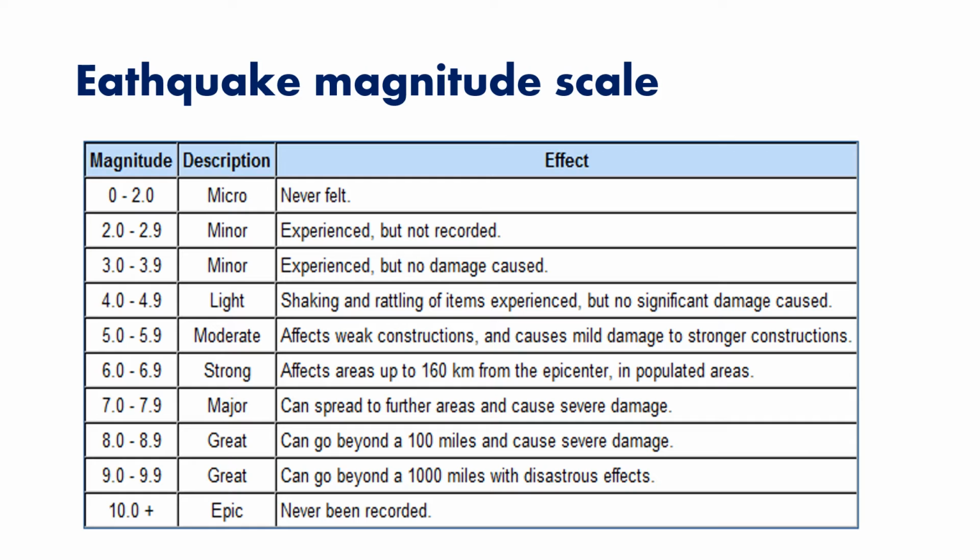6 to 6.9, strong, affects areas up to 160 kilometers from the epicenter. Epicenter is the point of origin of the earthquake. 7 to 7.9, major, can spread to further areas and cause severe damage. 8 to 8.9, can go beyond 100 miles and cause severe damage. 9 to 9.9 can go beyond 1000 miles with disastrous effects. 10 and above, epic, never been recorded.